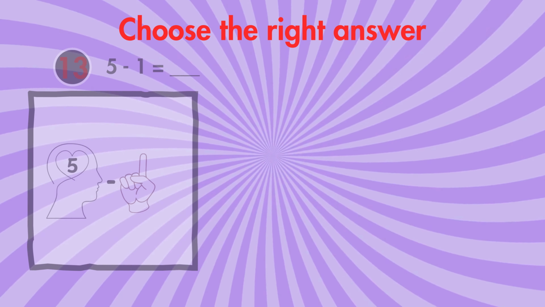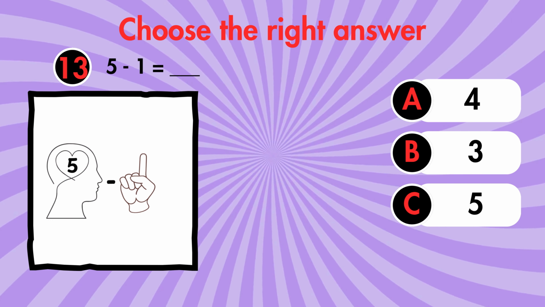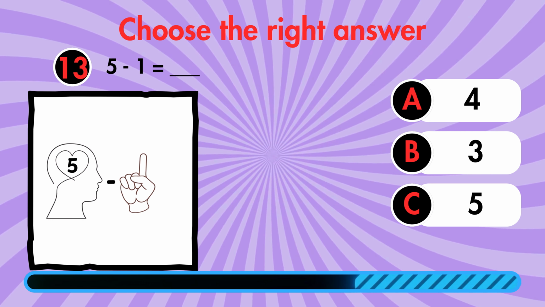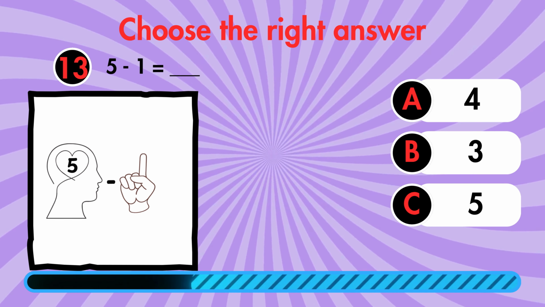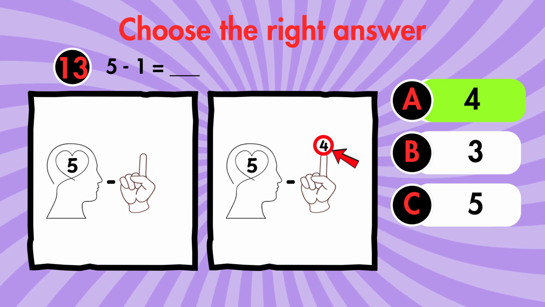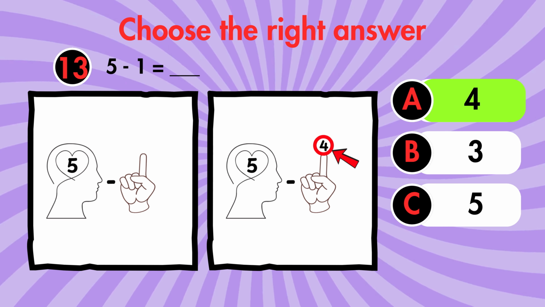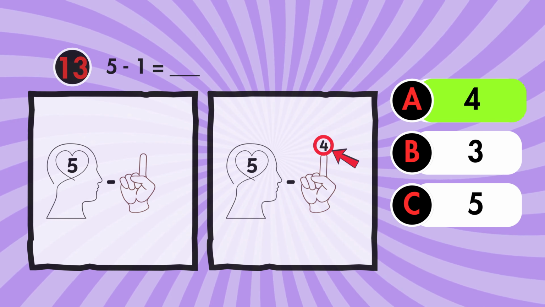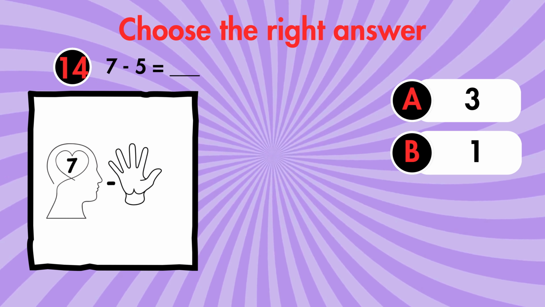Start with 5, count back 1. How many are left? Start with 7, take away 5. What is the difference?